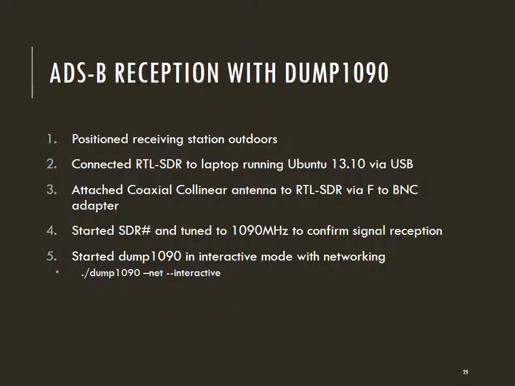Next, we used SDR Sharp and tuned it to 1090 megahertz just to confirm our signal reception and to see graphically that we're receiving those ADSB bursts. Lastly, we started the Dump 1090 console application in interactive mode with networking. This lets us view interactively the frames coming in and the decoding in the console, and the network portion allows us to browse to a local port on our Linux machine and then view a Google Maps instance with those planes plotted on top of it.